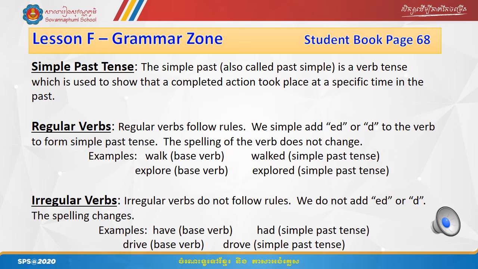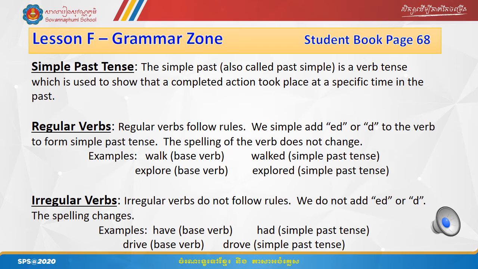First, simple past tense. The simple past tense, also called past simple, is a verb tense that is used to show that a completed action took place at a specific time in the past. In other words, something that we did happened yesterday. It is over and complete.